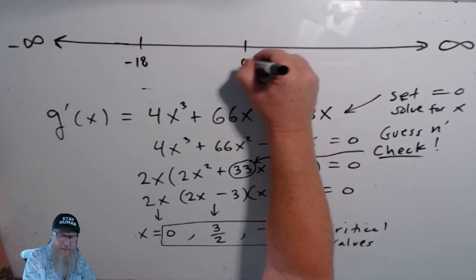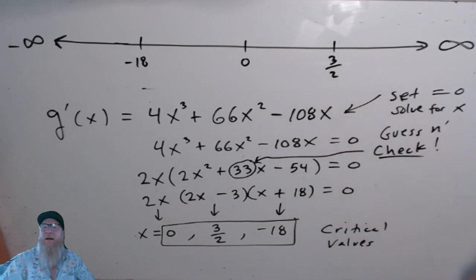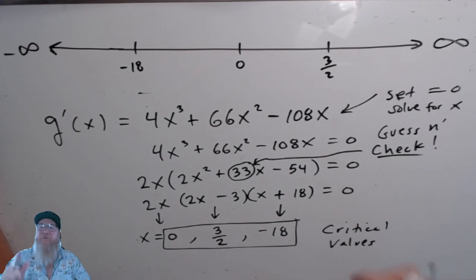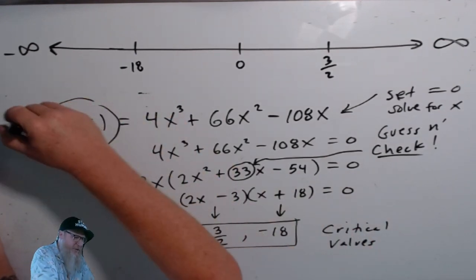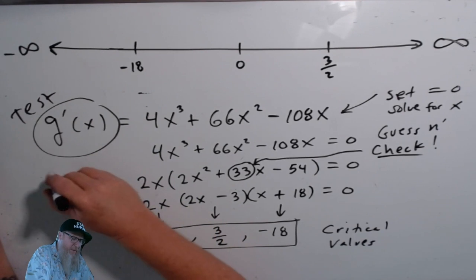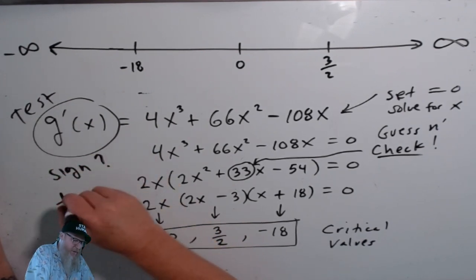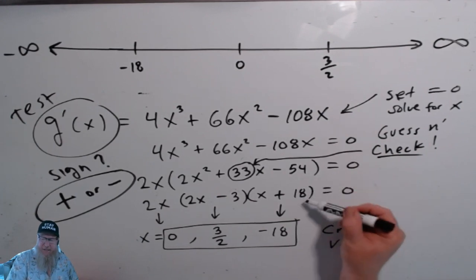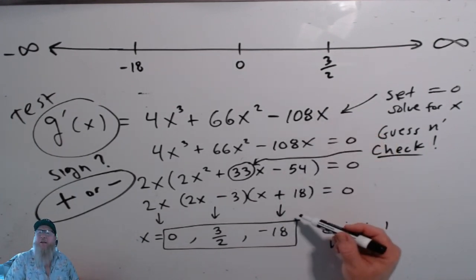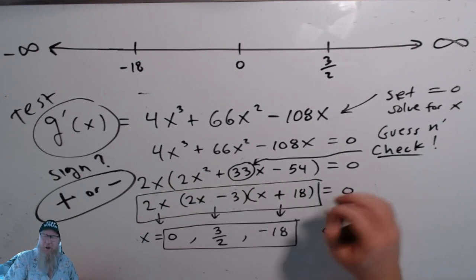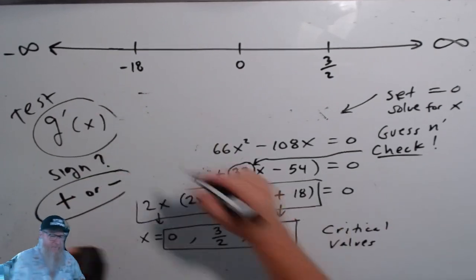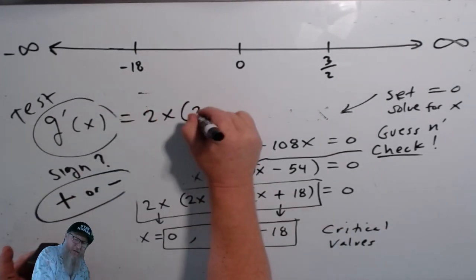So negative 18, 0 and 3/2. Now remember, this is called the first derivative test because you're testing g prime, and all you care about is whether the sign is positive or negative. That's all you care about. You can use any of these versions of the derivative. I usually go with the last and final one because that's going to be the simplest one to test. Just going to copy it right here.